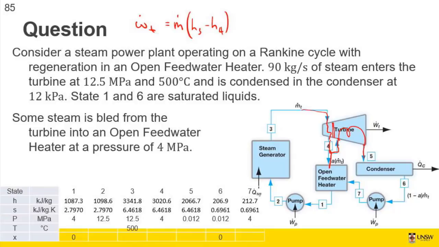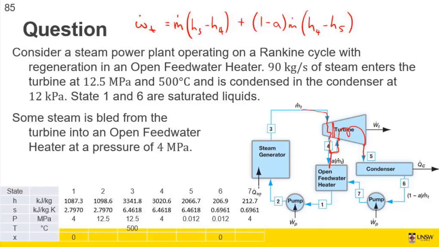So that would be our high pressure work from the turbine. And then you've got some work out of the low pressure side of the turbine. Now, not the whole mass flow goes through there. Only 1 minus A times the mass flow goes through there. 1 minus A m dot goes through that portion of the turbine. And indeed, the difference in enthalpies here is H4 minus H5.